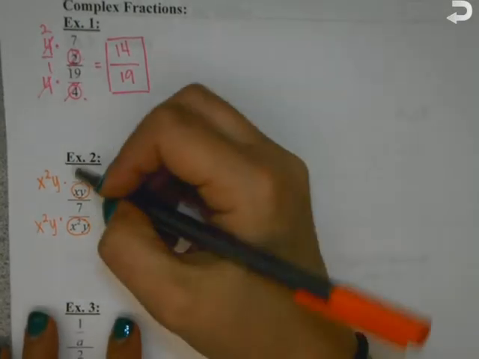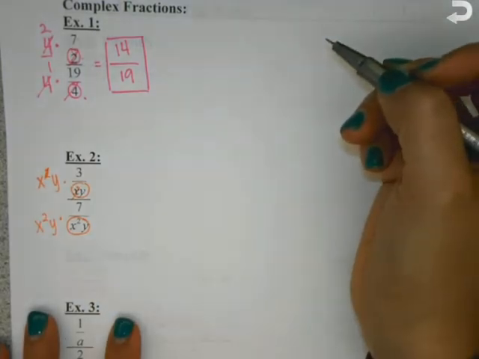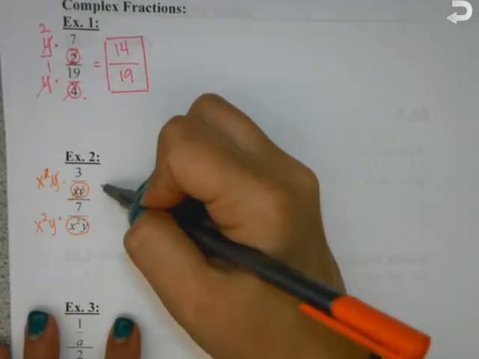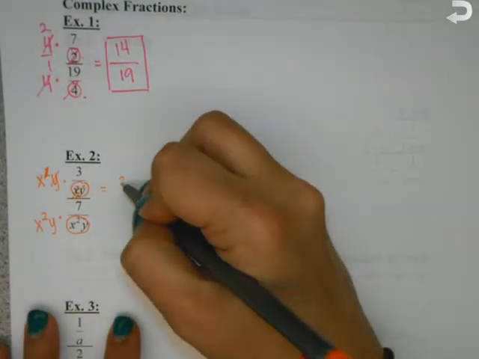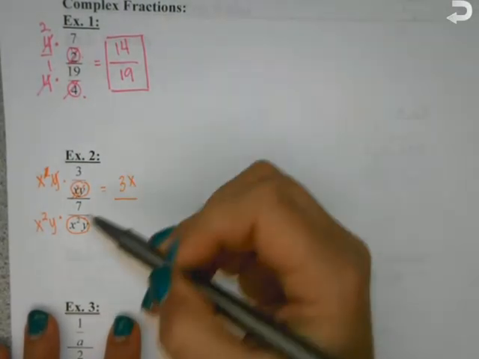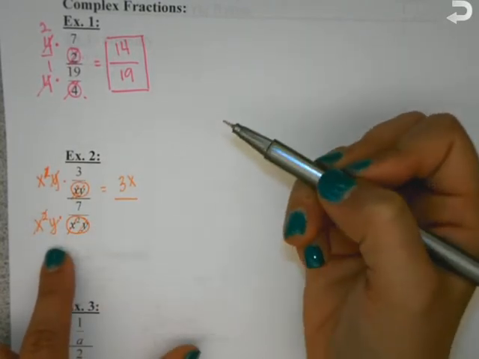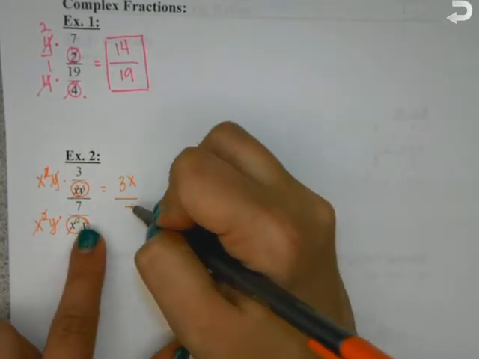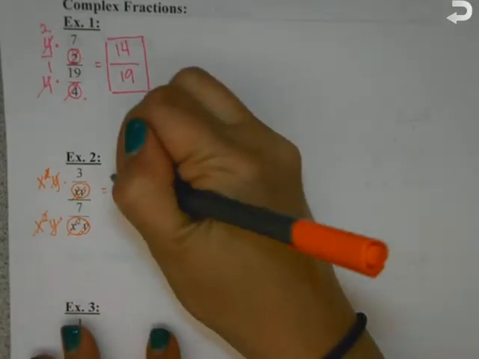So on top, x cancels with one of the x's, and both y's cancel, so we have 3 times x left over. So what does that give me? 3x over, x squared totally cancels, and y totally cancels, which is what we wanted to happen, all over 7. 3 and 7 do not reduce, so that's your answer.